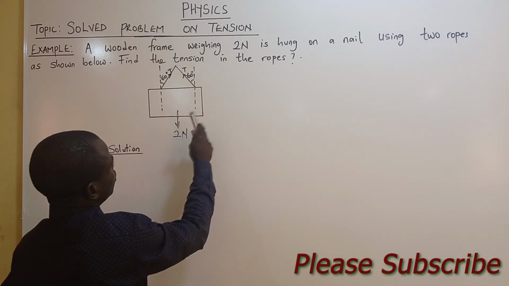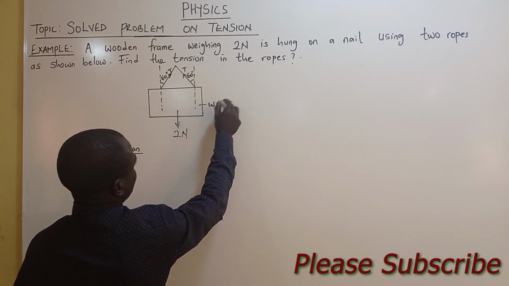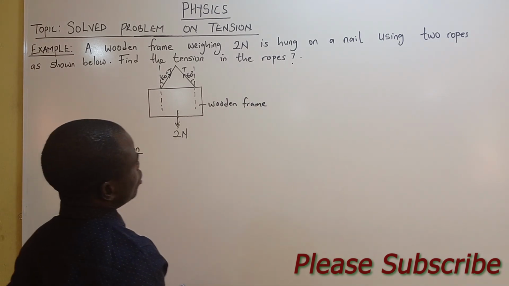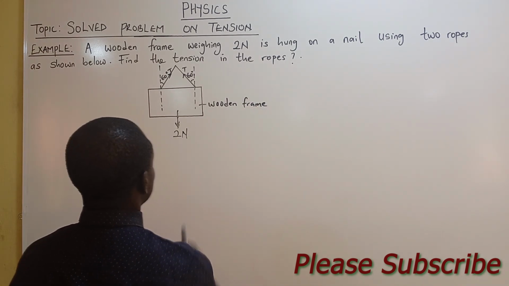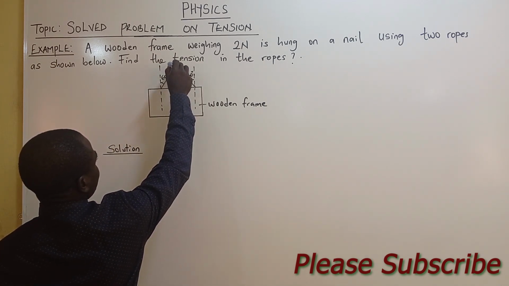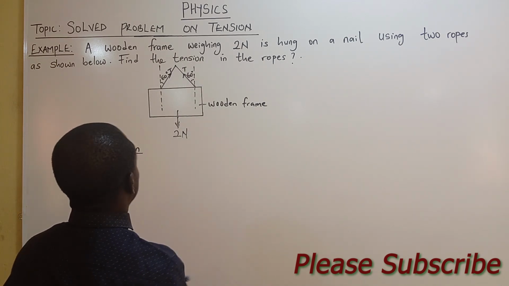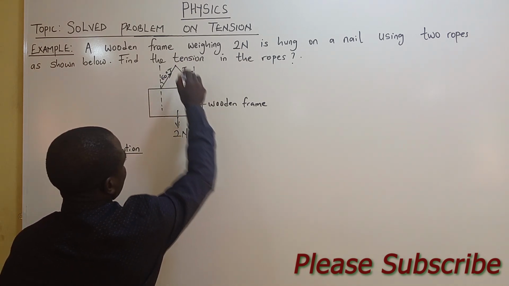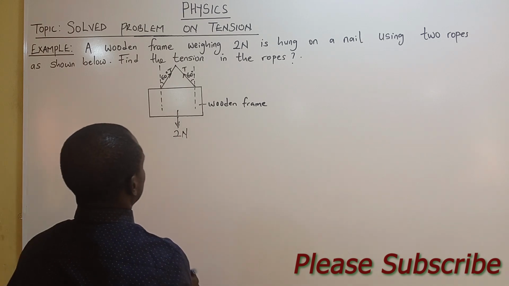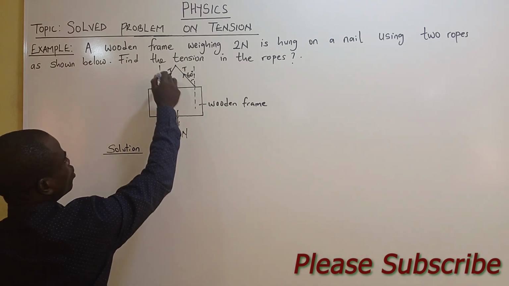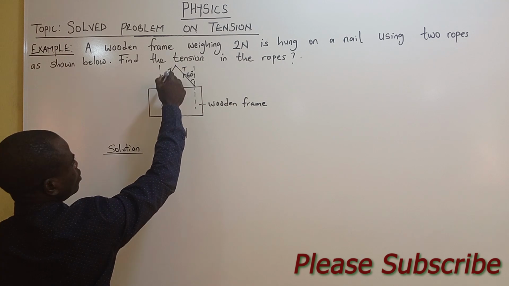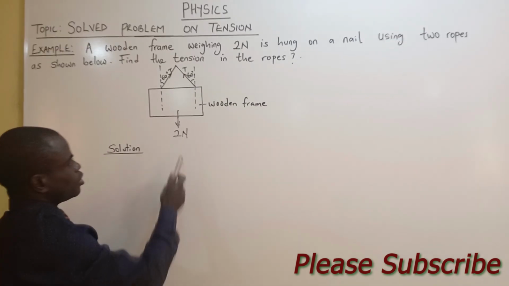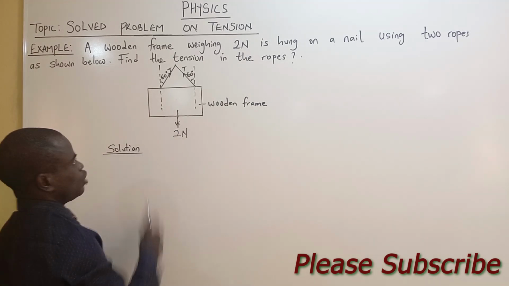You can see this is the wooden frame, weighing 2 Newton, hung on a nail using 2 ropes, as shown below. Find the tension in the ropes. Okay, you notice that we need to resolve these forces, this tension, into sideways direction, to be vertical to the downward force, which is 2 Newton.